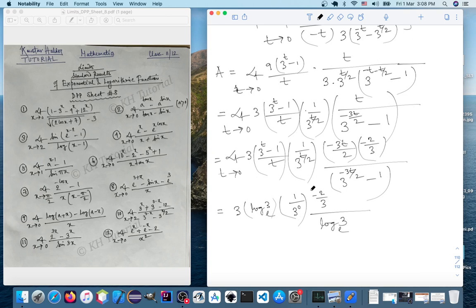I hope you are following the solution. This whole thing is minus 3t by 2 divided by 3 to the power minus 3t by 2 minus 1. This follows the standard result, a to the power x minus 1 by x, x tending to 0. In fact, it follows the standard form a to the power f(x) minus 1 divided by f(x), f(x) tending to 0. So this will become log 3. This is minus 2 by 3. This is 3 to the power 0, which will become 1. Log 3 gets cancelled. So we get minus 2.